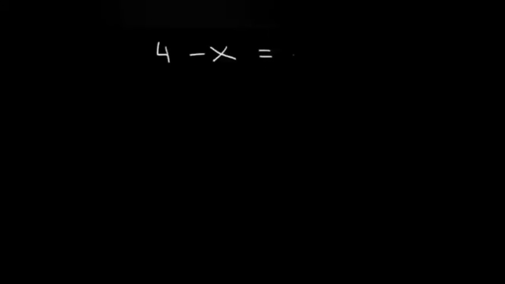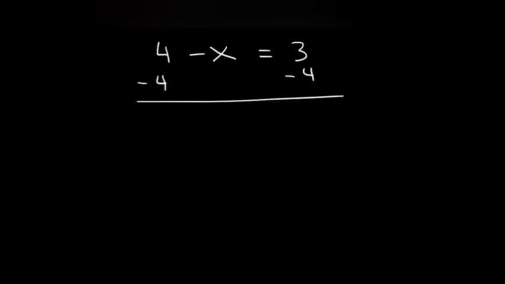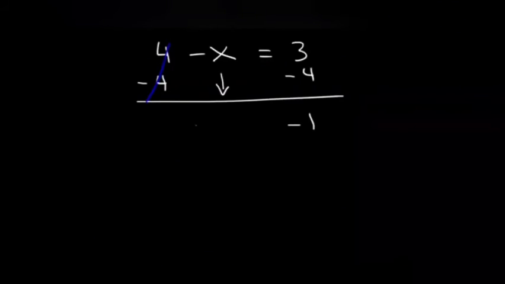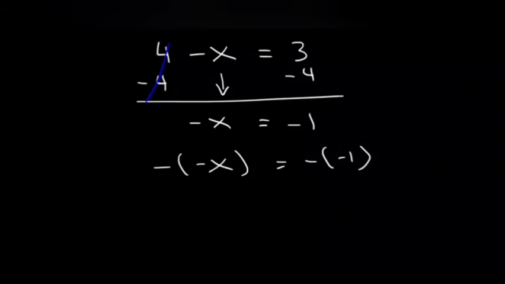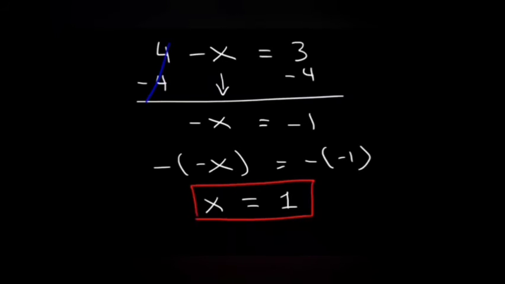Now let's take a similar example. 4 minus x equal to 3. You can pause the video and try this one out. Now we subtract 4 from both sides because there's a positive sign in front of the 4. 4 cancels 4. 3 minus 4 is minus 1. Bring it down to negative x. Multiply both sides by negative. You have our answer x equal to 1. So minus times minus is plus. x is equal to 1. As simple as that.